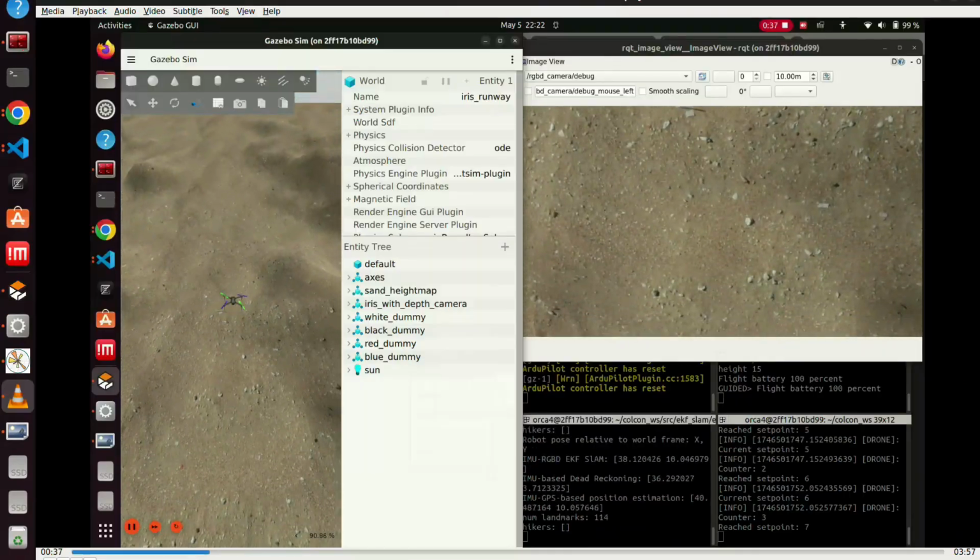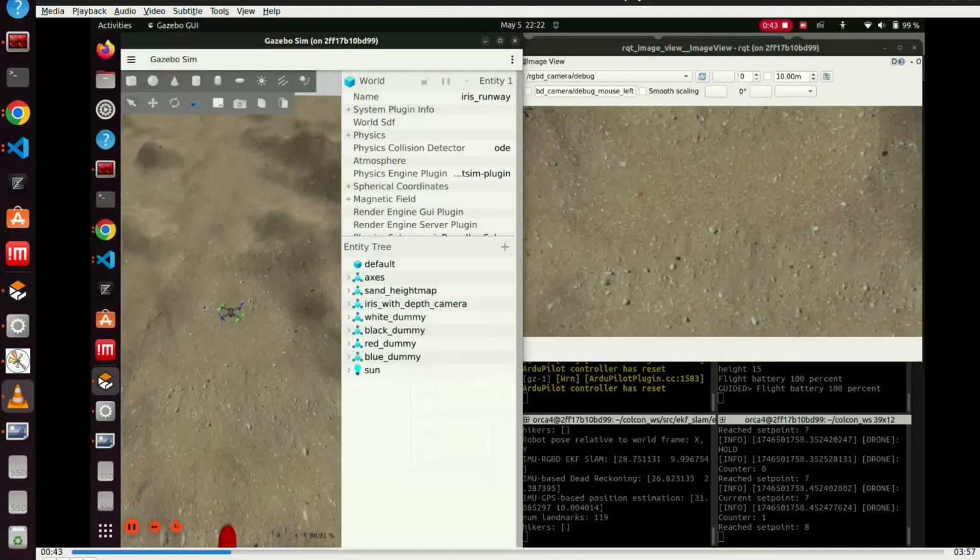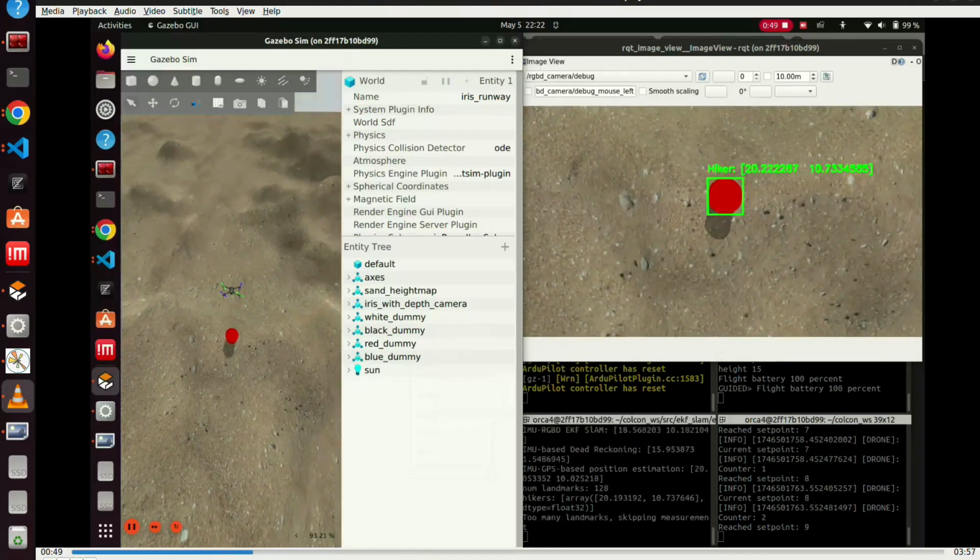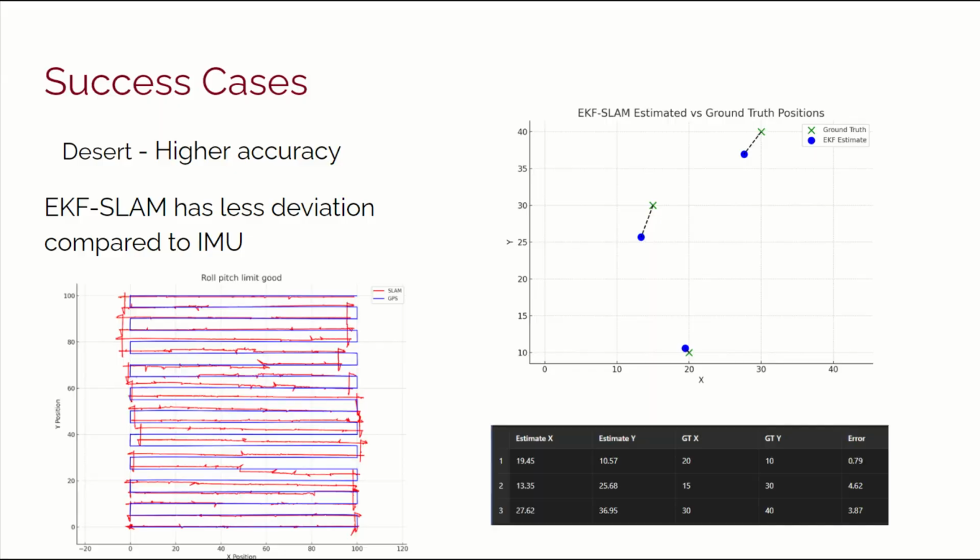Switching over to the CV view, we can see the marker get detected with an estimated position. The desert environment with a low altitude scan was our ideal test case. On the right, the estimated marker location is plotted in blue. The actual marker location is plotted in green. The table displays the raw numeric data and error values.